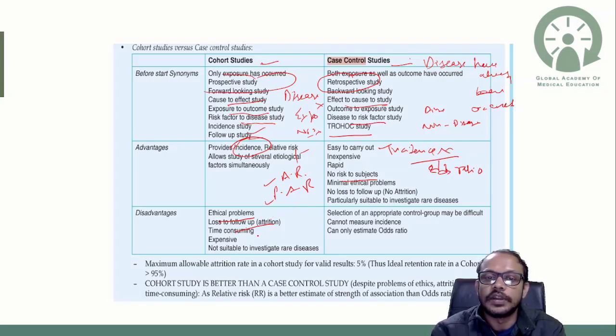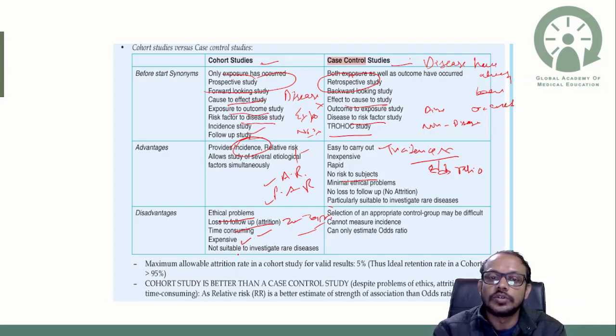It is a very time consuming process. Some studies have taken 20 to 30 years, like the Framingham study; the cohort study ran for 30 years. So it is very expensive because you have to follow the group over a long period, so there are so many expenses.